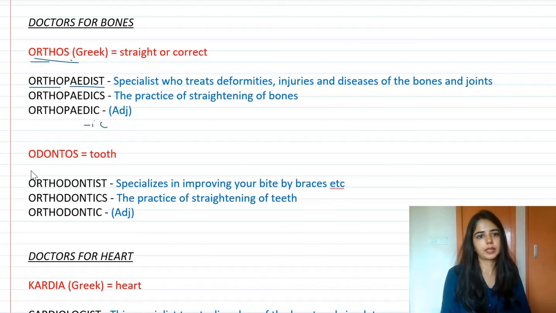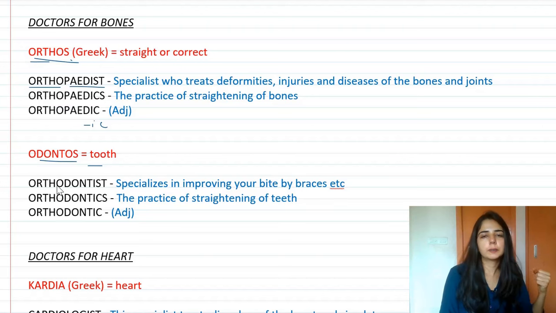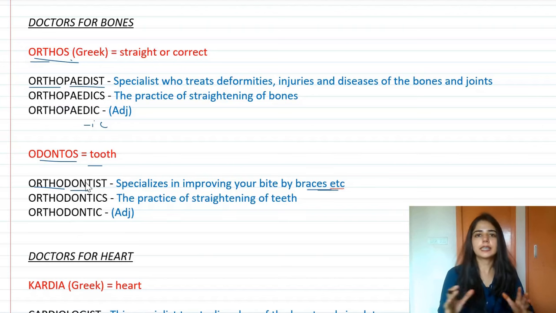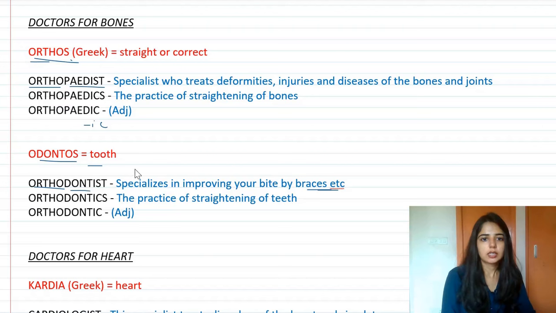Now odontos is tooth. So people who have misaligned teeth, they go to a dentist. The dentist who specializes in improving your bite by braces. So what do they actually do? They straighten your teeth, they align your teeth. So orthodontist, ortho is straight or correct and dont is tooth. So they are straightening or correcting your teeth, they are aligning your teeth, they are improving your bite. For example, sometimes people have cross bite, buck teeth, so they straighten all of it by braces or other techniques. So that dentist is known as orthodontist.